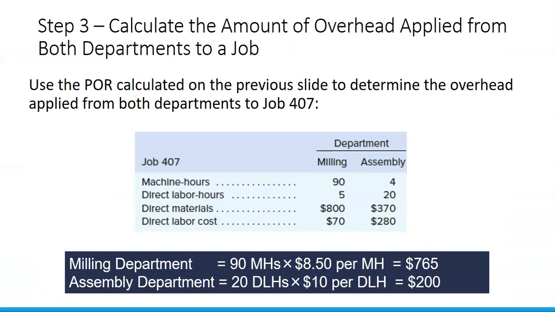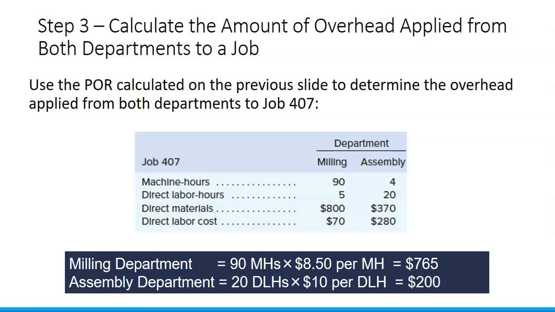Next, we're going to apply cost to jobs. So we have information about job 407 here, and the information of how many machine hours and how many direct labor hours each job used, and how many direct materials and direct labor costs each department used. So we need to allocate the overhead to these jobs.